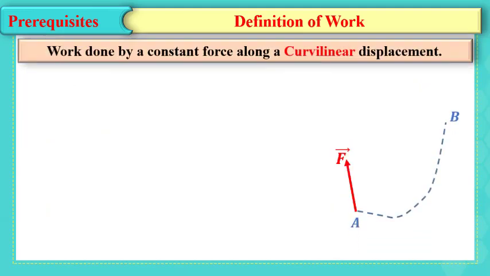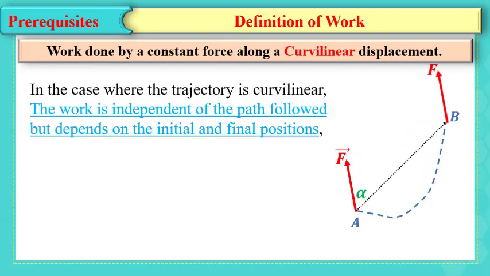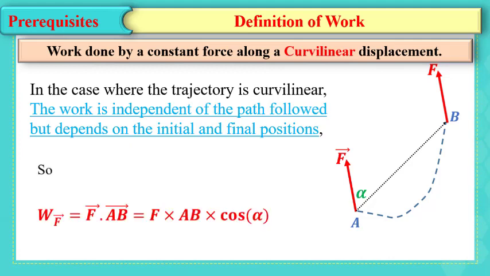The work done by a constant force along a curvilinear displacement. In the case where the trajectory is curvilinear, the work is independent of the path followed, but it depends on the initial and the final positions. So we say the work is the same, F times AB times cosine alpha, where this alpha is taken between the force and the line joining AB.